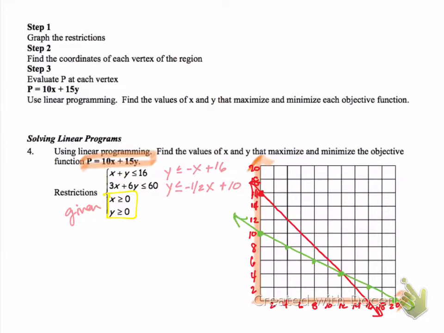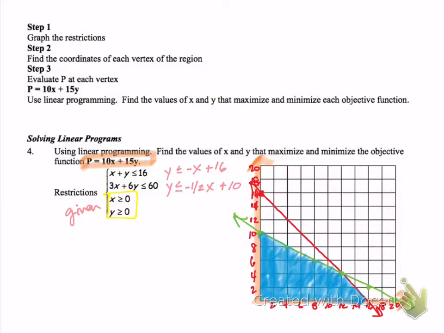They are both less than or equal to, so that means that the feasible region is going to be all in here. I just went down 1 and to the right 2.